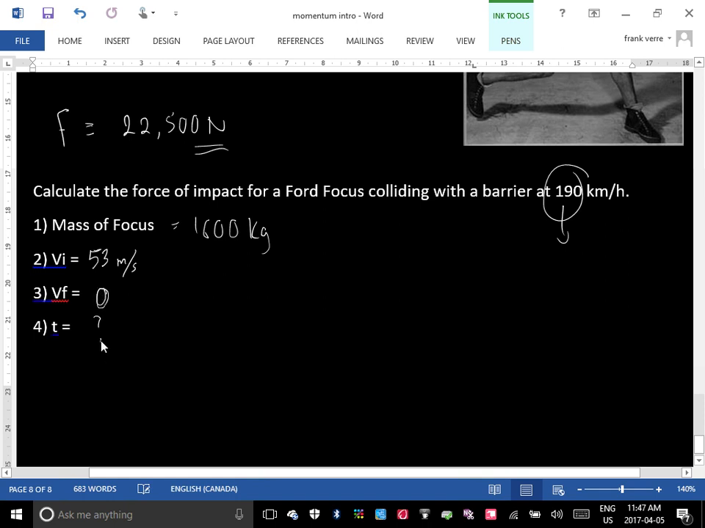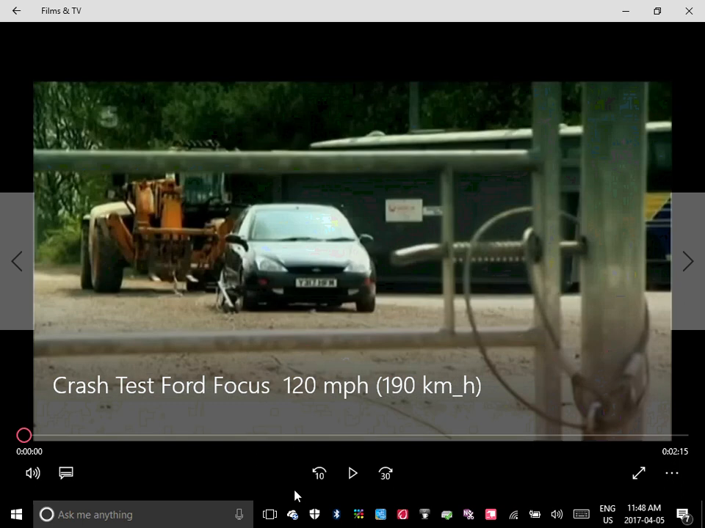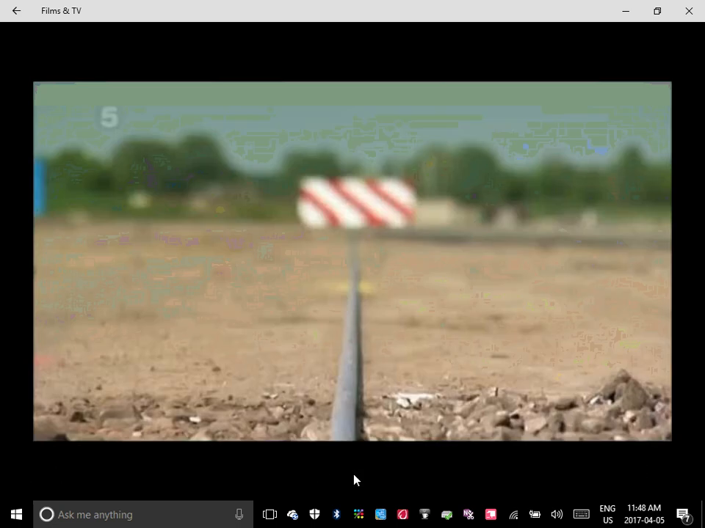Now, what we don't know is how long this is going to take. But I'm going to show you the video clip. So let's watch the video clip, because I'll tell you how long it takes, okay? So here is a Ford Focus hitting a wall at 190 kilometers per hour. Watch this.